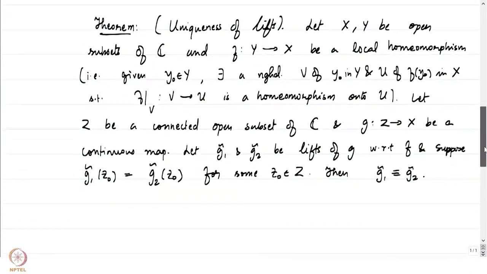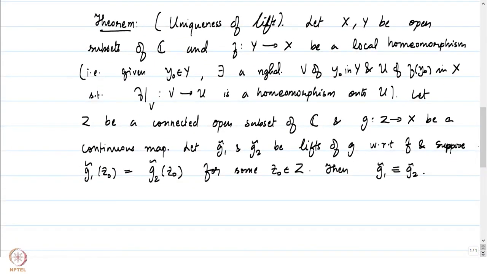Let me just go over the theorem for you once. Spent quite a lot of time trying to recall what a local homeomorphism is. So let me just focus on the theorem now. Suppose we have two open subsets of C, Y and X. And suppose we have a map f from Y to X, which is a local homeomorphism. Notice that we have still not introduced holomorphicity anywhere yet. We will do that in a minute. We are just considering continuous maps. So here in this case, f is a local homeomorphism from Y to X. Suppose we have a map g, which is a continuous map from some other open connected subset Z of C into X. And suppose we have two lifts of g, g1 tilde and g2 tilde. The uniqueness theorem tells us that g1 tilde and g2 tilde, if they agree even on one point, have to be identically equal on the entire space Z. Let's give a proof of this statement.